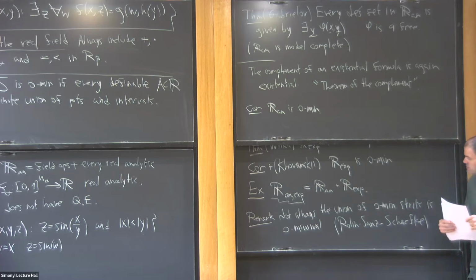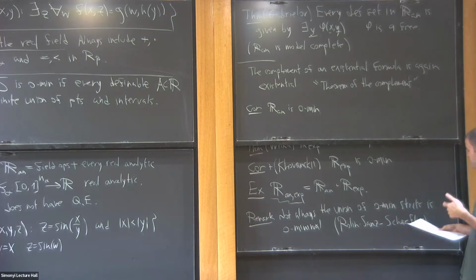Without this result, maybe you could think that there exists some universal o-minimal structure, the biggest one, and we should just be thinking about that one always. But that's not the case. So this o-minimality is a bit more involved than that. So I just wanted to mention this.